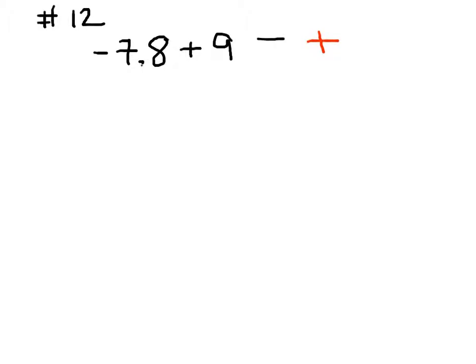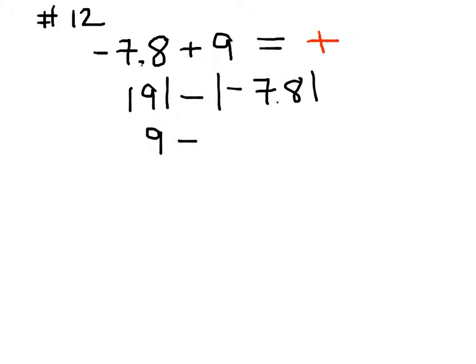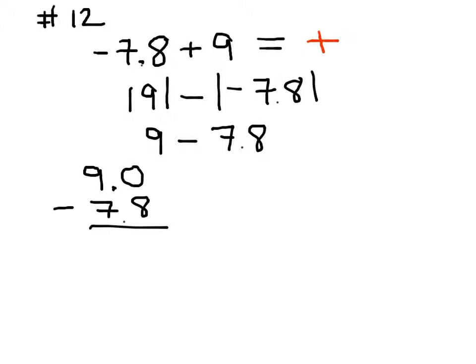And now, since the signs are different, this one's positive, this one's negative, we're going to subtract their absolute values. So that's going to give me the absolute value of 9 minus the absolute value of negative 7 8/10. The absolute value of 9 is 9, minus the absolute value of negative 7 8/10, which is positive 7 8/10. So I'm going to write this as 9 and 0/10 minus 7 8/10. So I have to borrow.